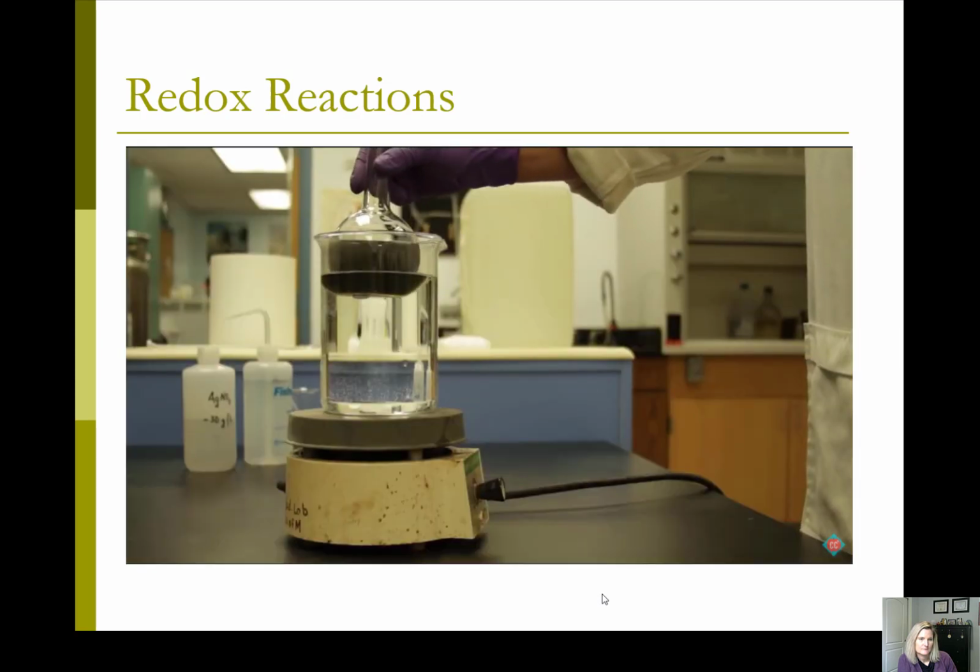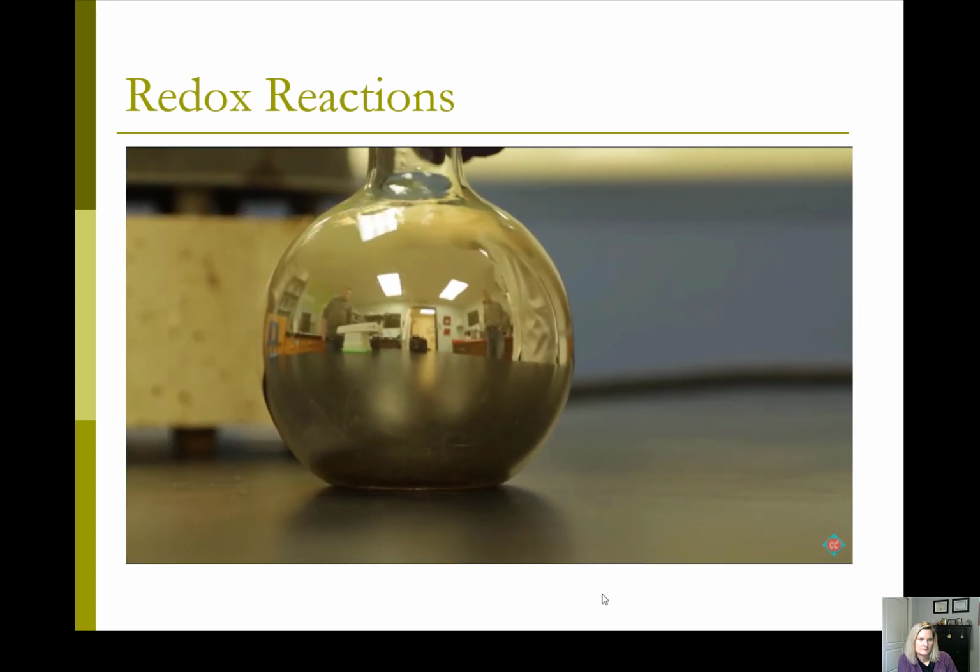And now, watch me take those electrons and turn them into money. And there you have it, folks. That is pure silver coating the inside of the flask.